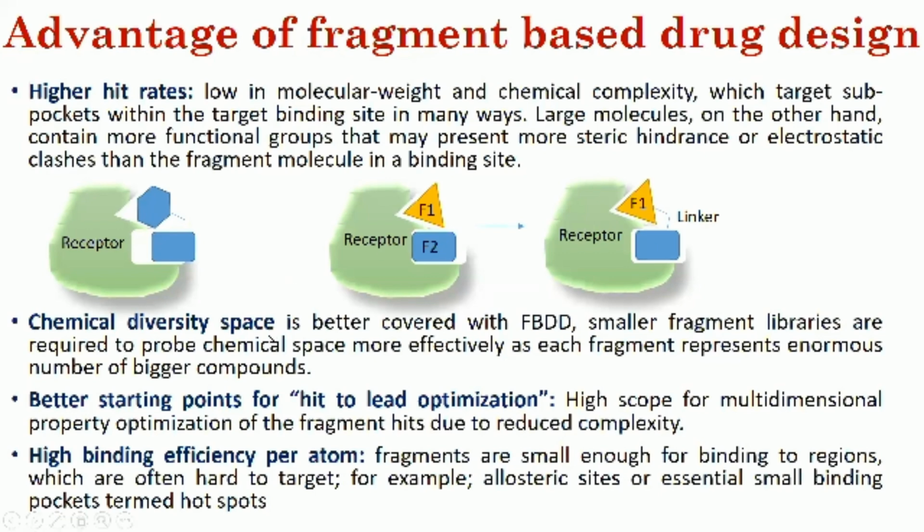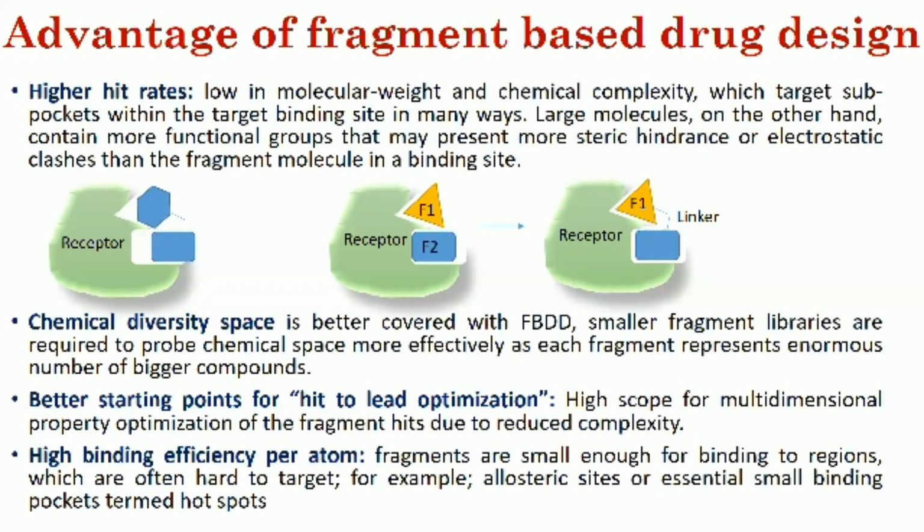Okay, then the next most important advantage is chemical diversity space. The chemical diversity space is better covered with fragment based drug design because we need smaller fragment libraries. We don't need a library having millions and millions of molecules. If we compare the fragment space and the lead like molecule space, the difference between their sizes is around 10 to the power 16. If there are some 30,000 fragments in the fragment space, then there are around 16 millions of molecules in the lead-like chemical space.